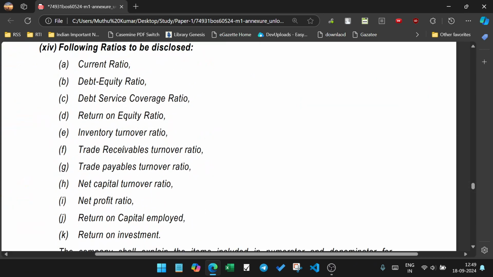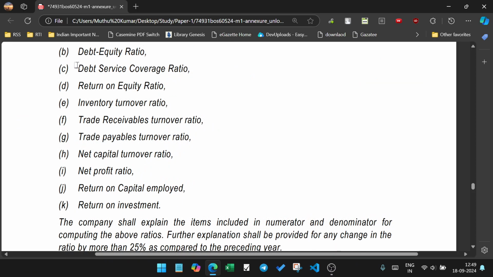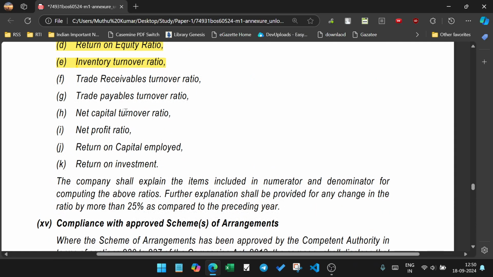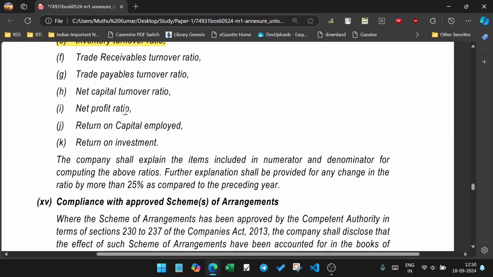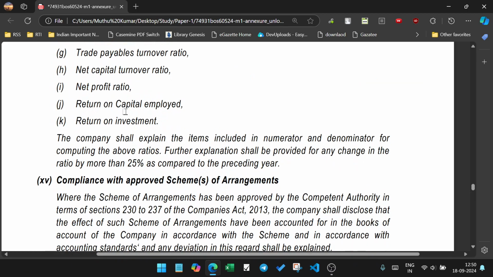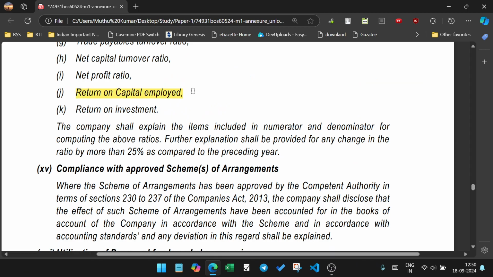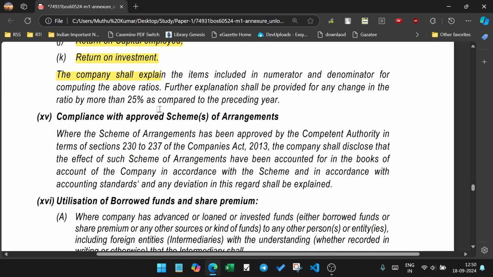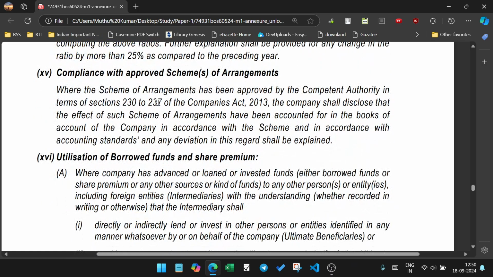The following ratios shall be disclosed: current ratio, debt equity ratio, debt service coverage ratio, return on equity ratio, inventory turnover ratio, trade receivables turnover ratio, trade payables turnover ratio, net capital turnover ratio, net profit ratio, return on capital employed, and return on investment. The company shall explain the items included in the numerator and denominator for computation of each ratio. Further explanation shall be provided for any change in a ratio of more than 25% compared to the preceding year.